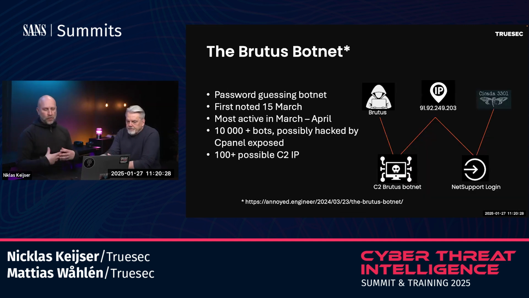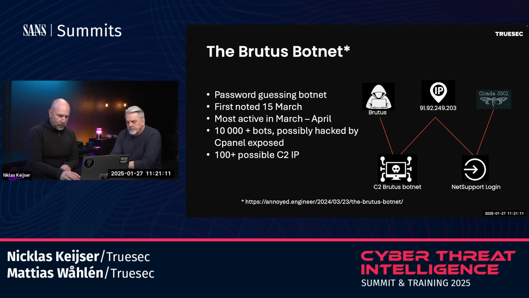And also remember, we had two IPs in the beginning. We had the ScreenConnect C2, but we also have this brute forcing botnet that started on March 15. In the incident we investigated, they did brute forcing towards NetSupport, and that came from this IP. That IP first appeared on March 15 and was most active in March and April, just doing a lot of brute forcing. It was 10,000 bots, and it was called the Brutus botnet. We want to give a shout out to Annoyed Engineer, who did an excellent blog post about it, which I really recommend.